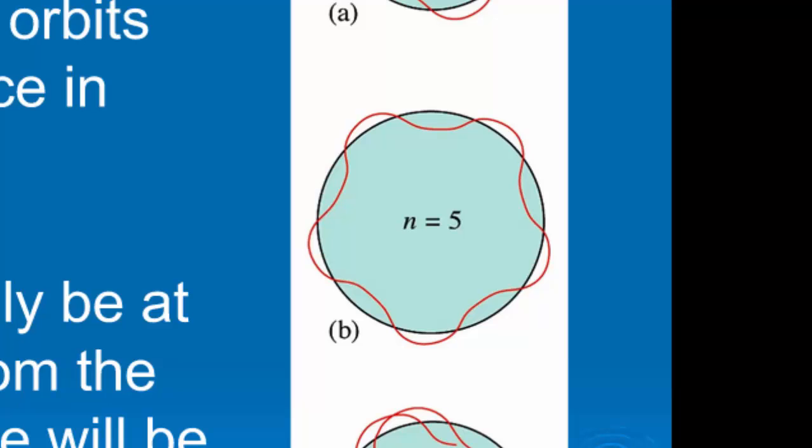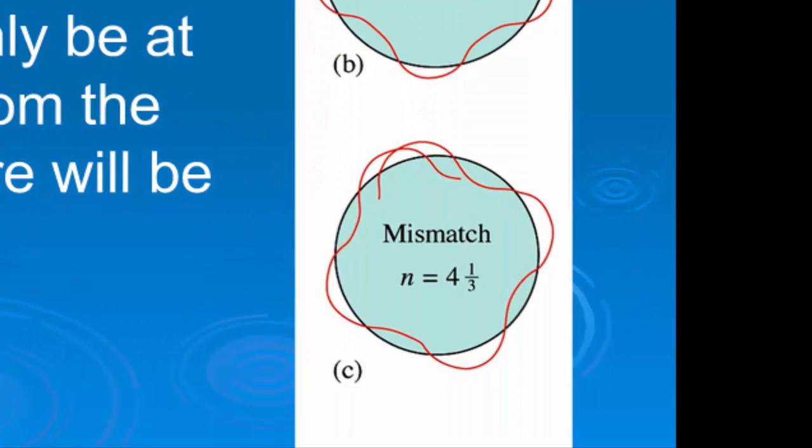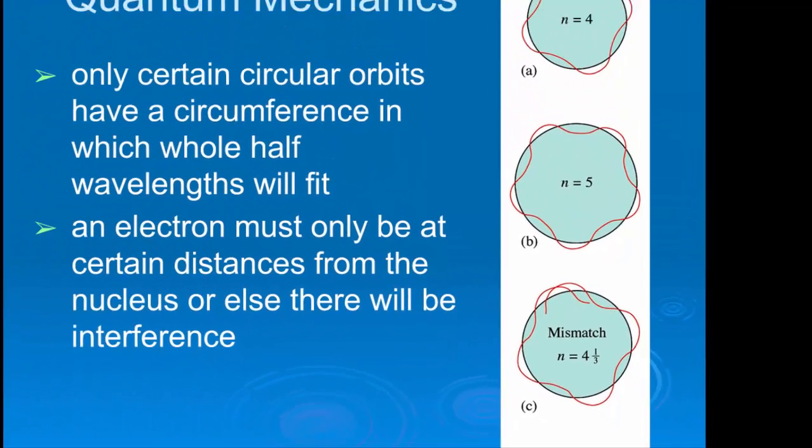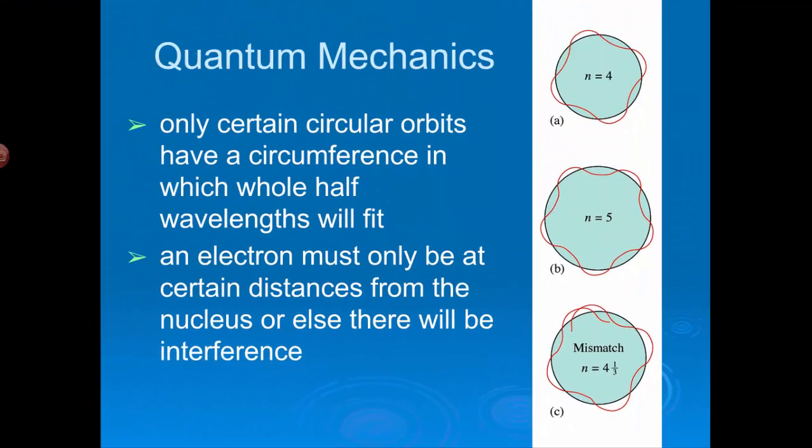Everything is fine. But if n is equal to 4 1/3, 4 1/3 waves causes a problem. We have a mismatch of the waves. If you follow the red line around, 4 full waves and then a third of another wave, we get this mismatch. It doesn't work out nicely. And what that means is there's interference. The waves that are the electrons interfere with each other, and when they interfere, it destroys the wave.